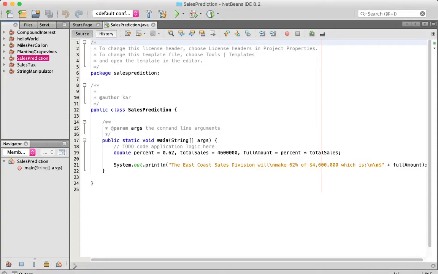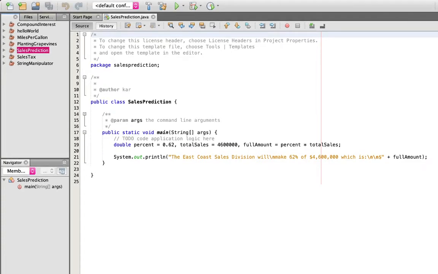Hi, so this is my assignment 2 from Starting Out with Java. Let's get started with problem number 5. I believe it was the sales prediction.